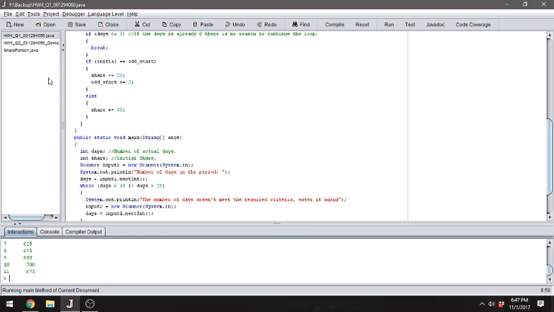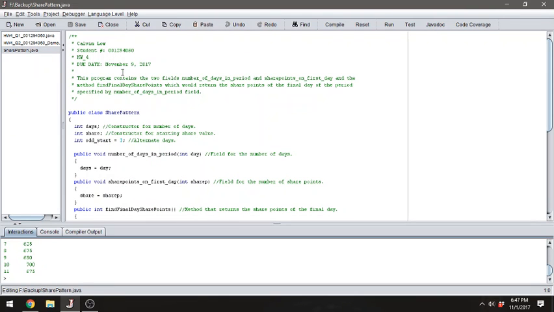Let's move on to question number 2, which has something unique, the share pattern class. The share pattern class is a program that contains the two fields number of days in a period and share points on the first day, and the method find final day share points, which would return the share points of the final day of the period specified by number of days in period field.